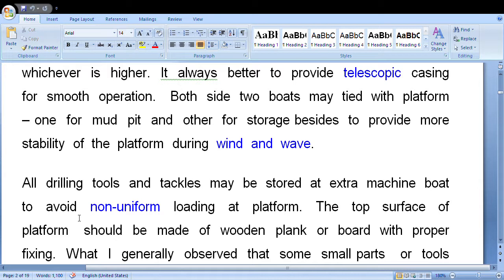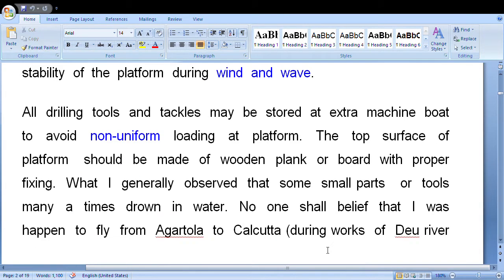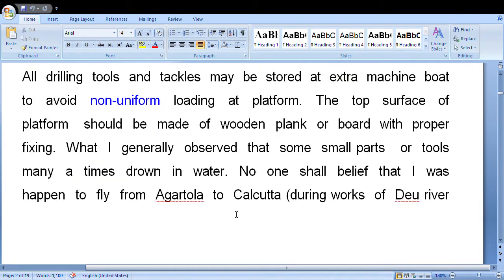The top surface of the platform should be made of wooden plank or board with proper fixing, so that there shall not be any casualty or even any minor injury. What I generally observe is that small parts or tools many a time drop into the water.